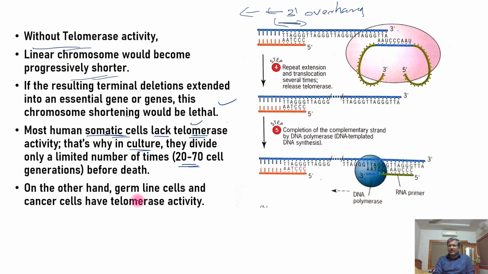And in addition to cancer cells, normal germline cells also have telomerase activity. That's why they do not undergo death. They act as stem cells, and also as the cells that generate the gametes. Clear? So they have fully fledged telomerase activity. Keep in mind which cells have telomerase activity and which cells don't.